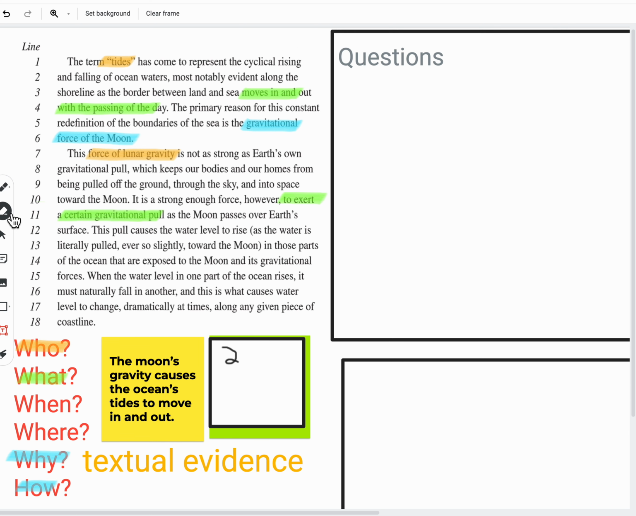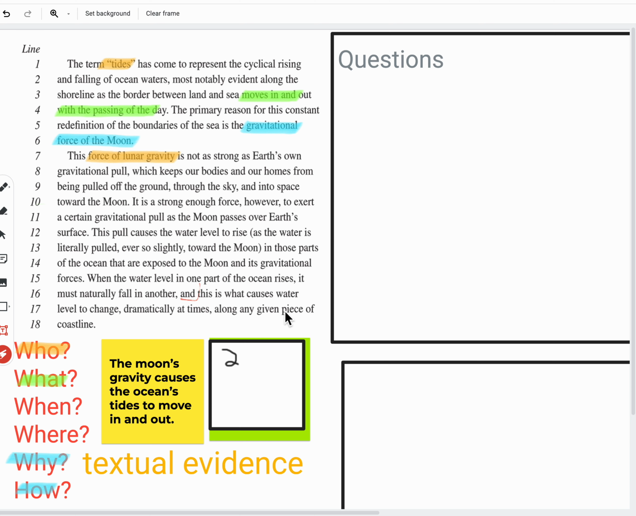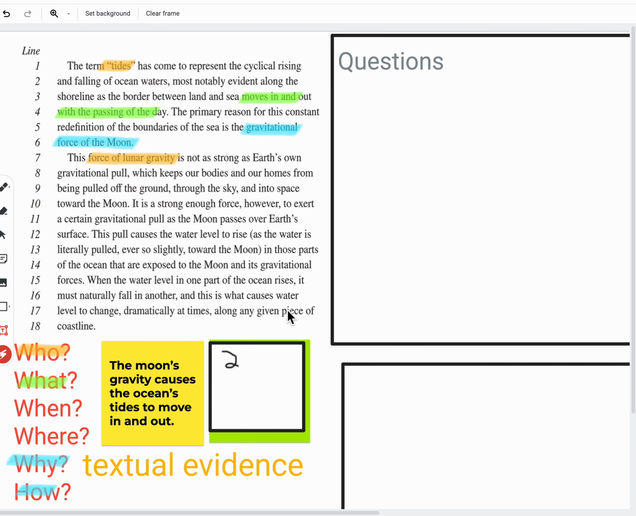Now notice we have a why or a how. So let's skip down just a bit down here and notice that sometimes our whys and hows are all grouped up at the beginning, sometimes they're in the middle, sometimes they're at the end. So let's go figure out exactly what's happening. Here's the cause and effect relationship. It causes the water level to rise.